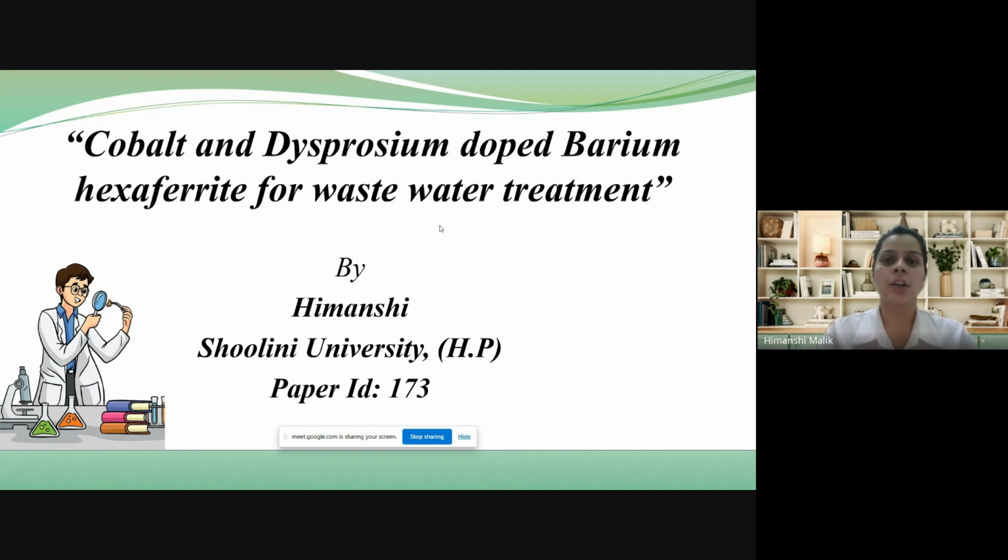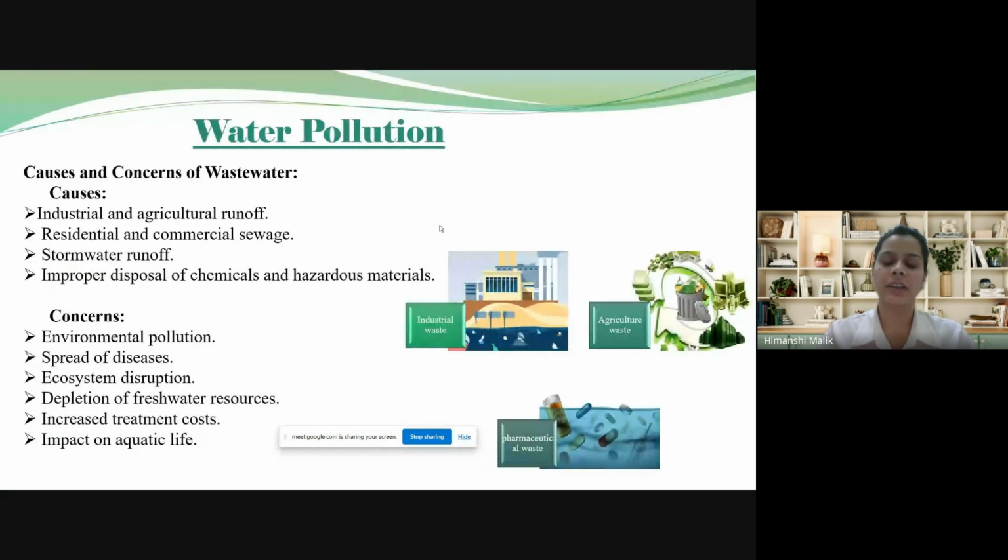As we know, due to increasing population and industrial area, there are many causes of wastewater, such as industrial and agriculture runoff, residential and commercial sewage, stormwater runoff, and improper disposal of chemicals, and there are concerns about environmental pollution and the spread of disease. Malachite green is used in the textile industries and also in food coloring, which is very dangerous for our health. It causes cancer due to its carcinogenic nature, and it also disturbs our aquatic life.